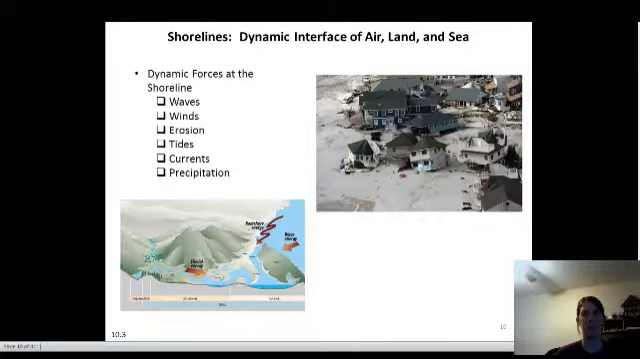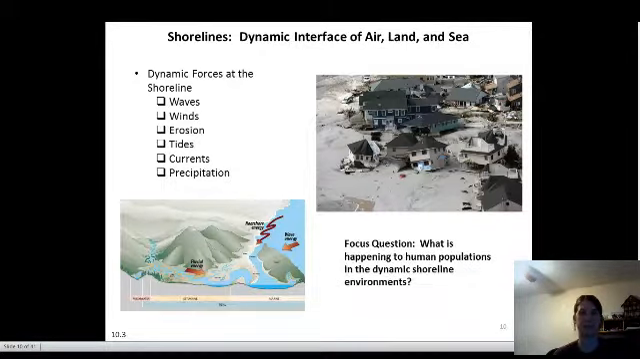Shorelines are a dynamic interface of these interactions between air, land, and sea. Some of the dynamic forces along the shoreline are waves, winds, erosion, tides, currents, and precipitation. Okay, so there are a lot of factors that can really impact the environment found in a coastal region.